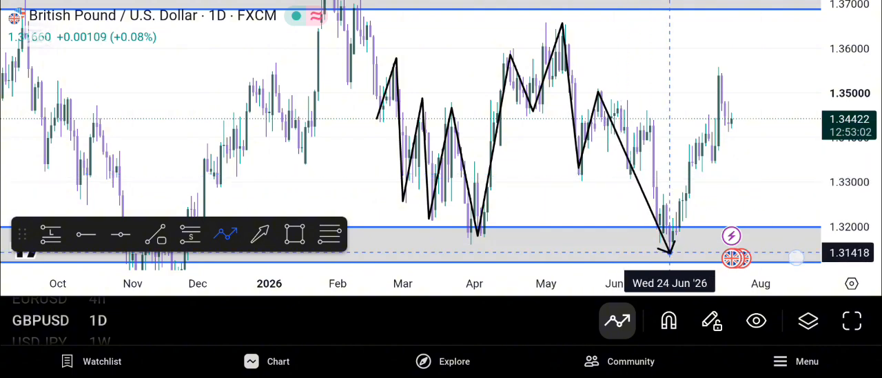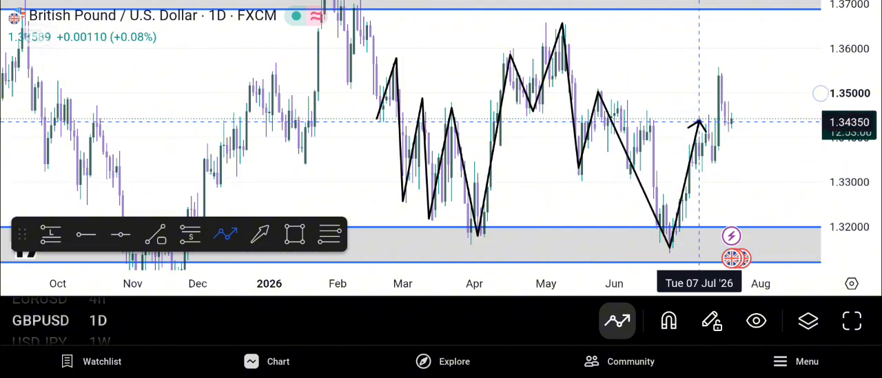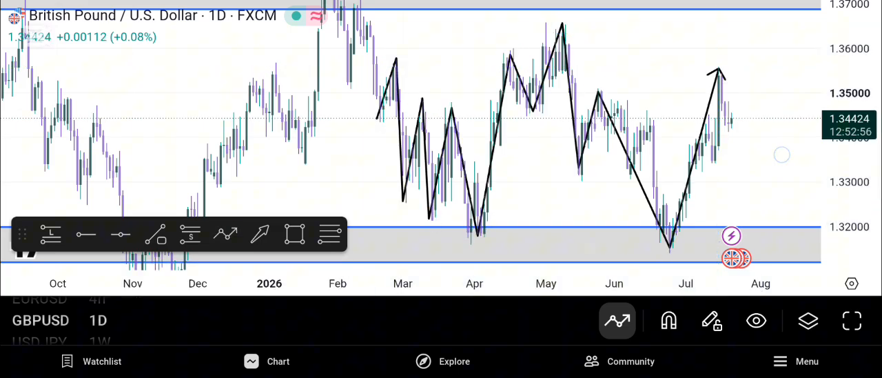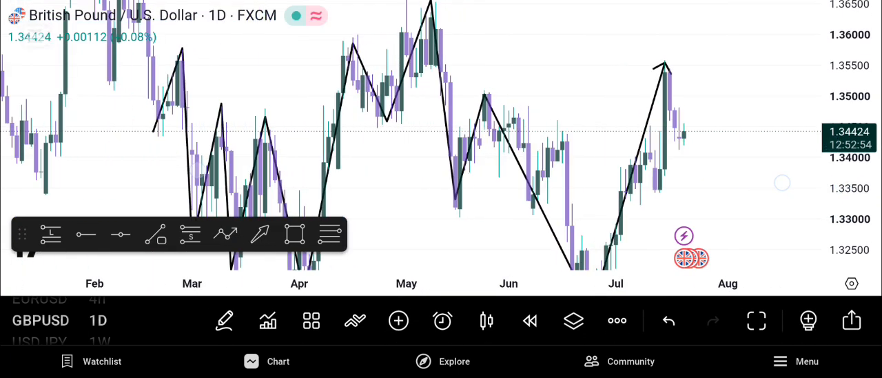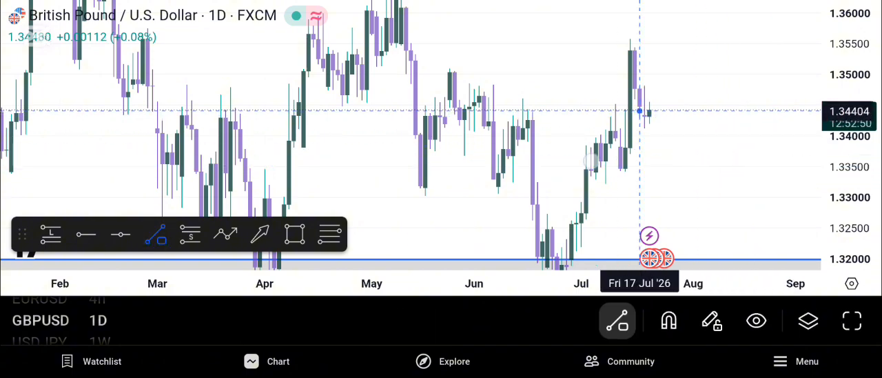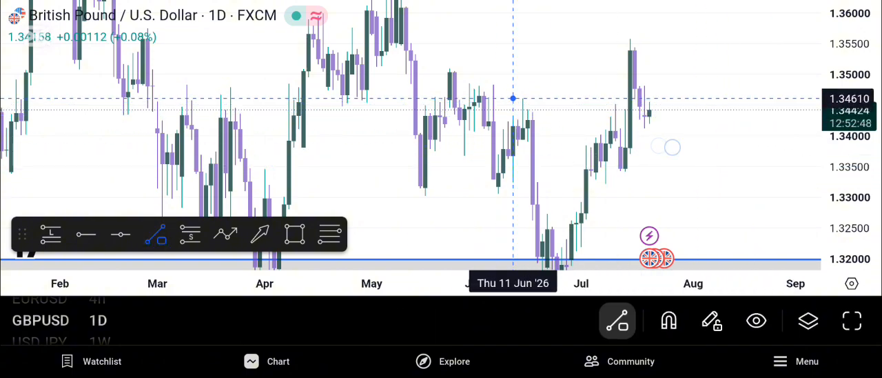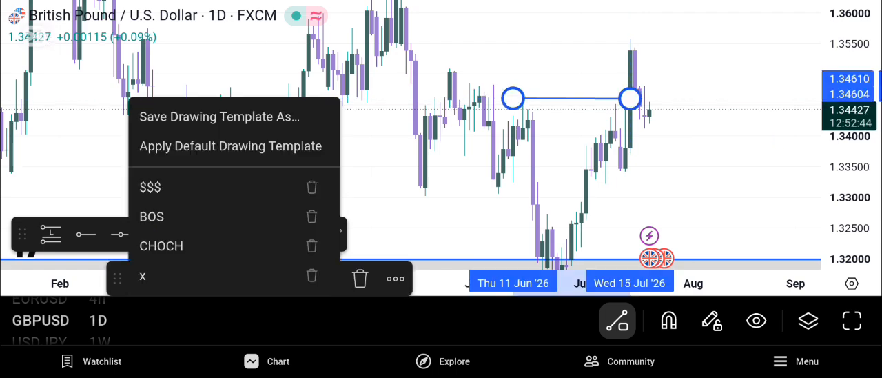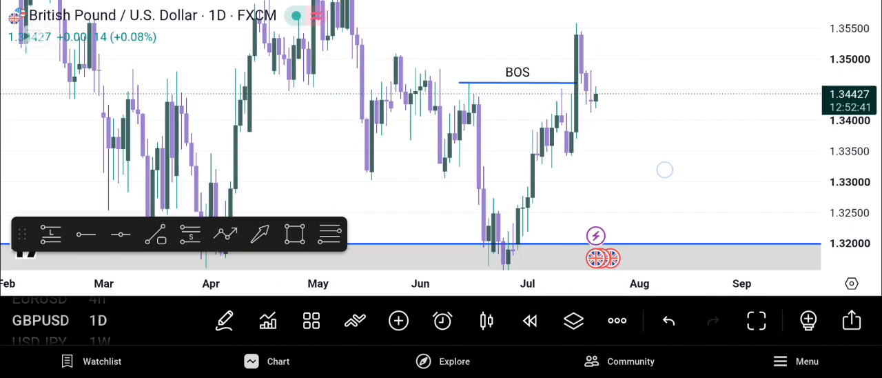This is where it sold to the downside. Now price has given us a new break of structure or change of character to the upside. This is from the daily time frame, by the way. So from the daily time frame, I'm going to mark out this level. Price has just broken this level. Price has broken here as a break of structure.